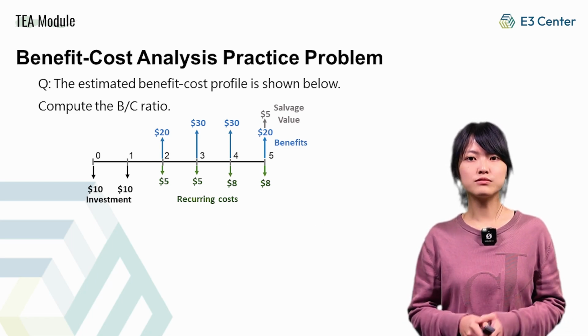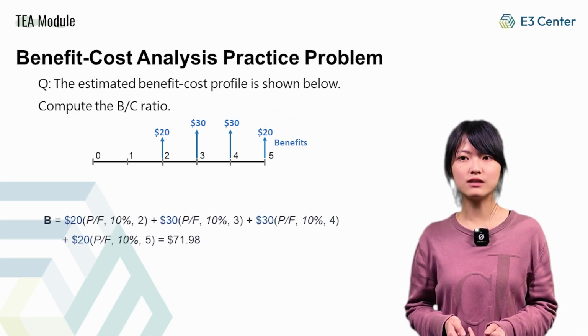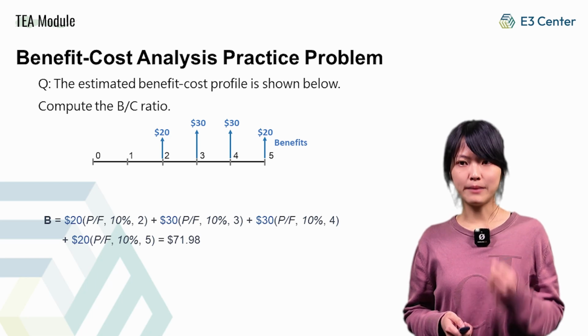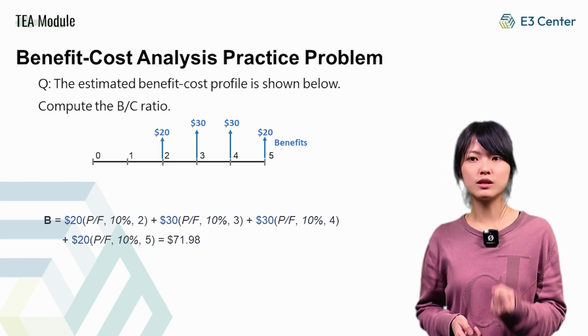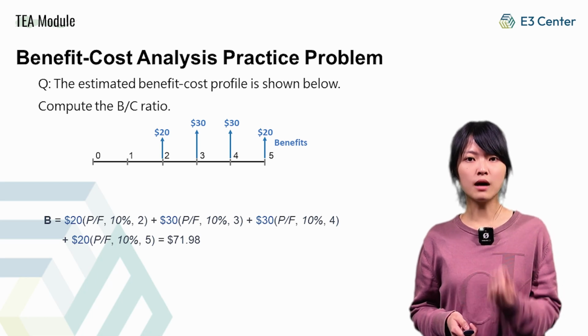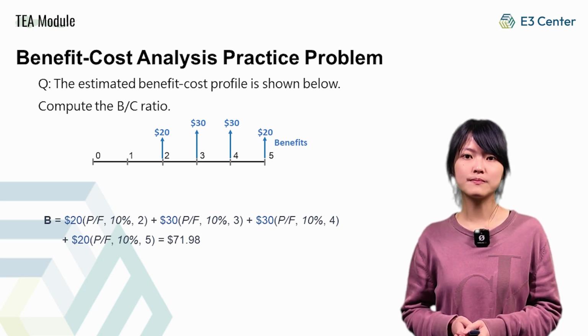So to solve that, first we calculate the present value of the total benefits by discounting future cash inflows to their present worth, which sum up to $72.